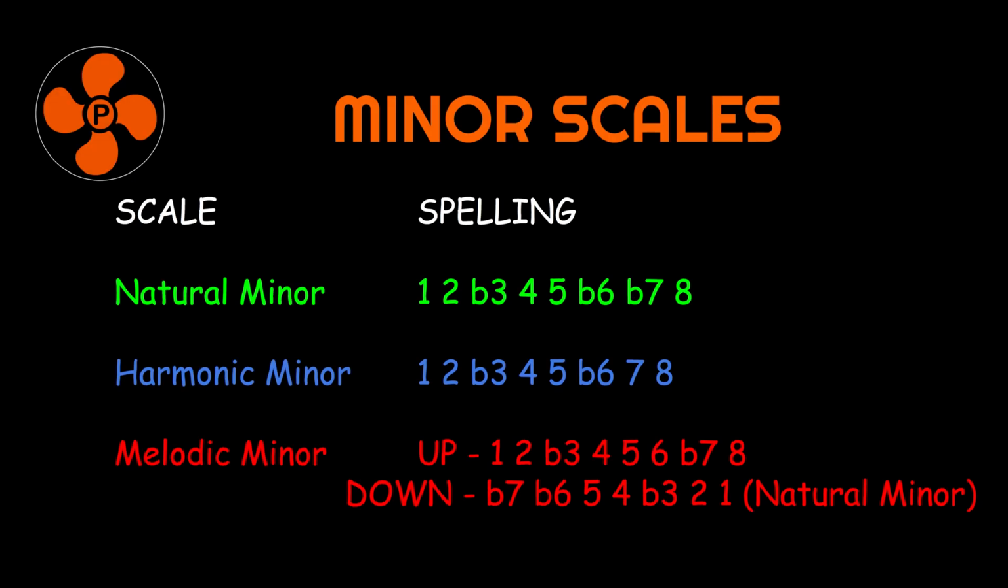Today's lesson will focus on minor scales. There are three main types of minor scales that exist in music, and those are natural minor, harmonic minor, and melodic minor. In this lesson, I will be relating all of these scales to their parallel major scale. First up is natural minor.